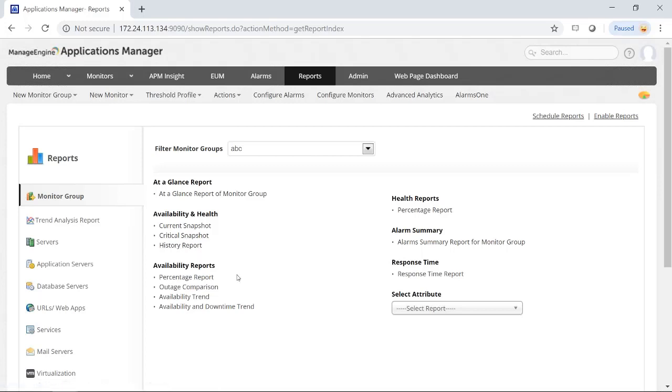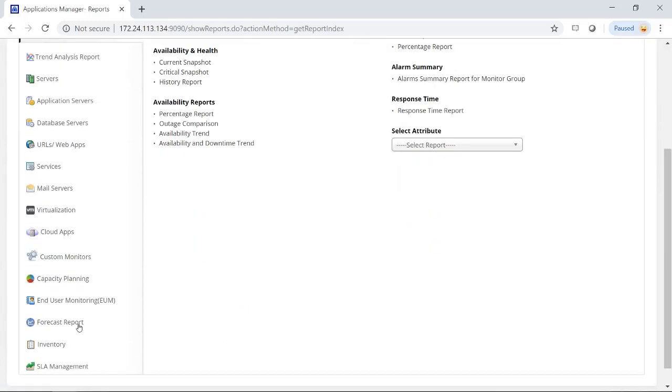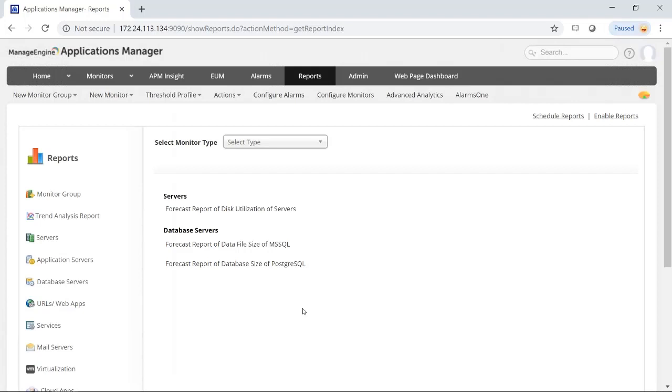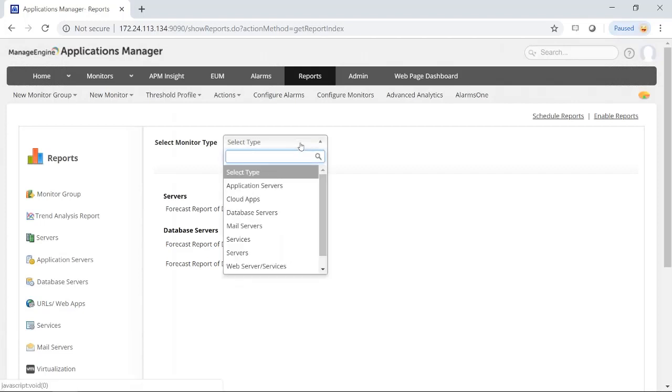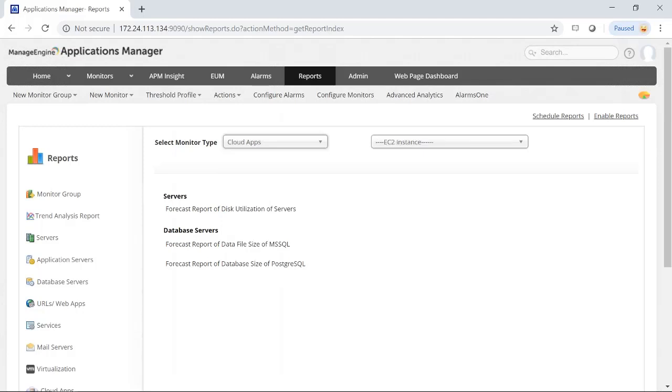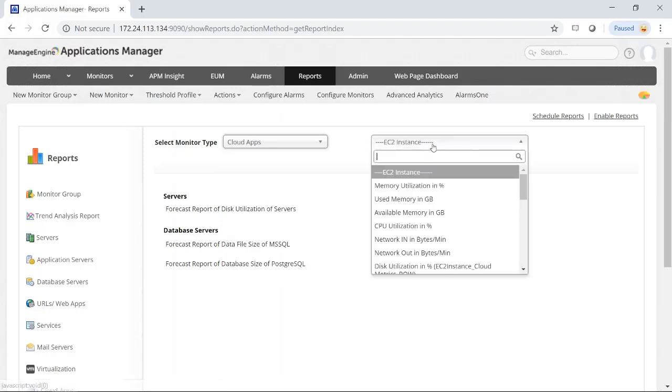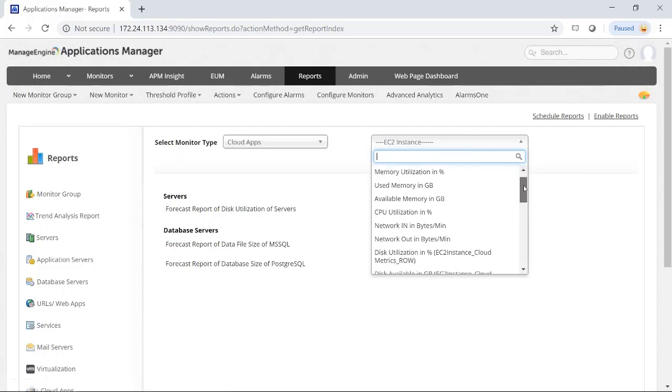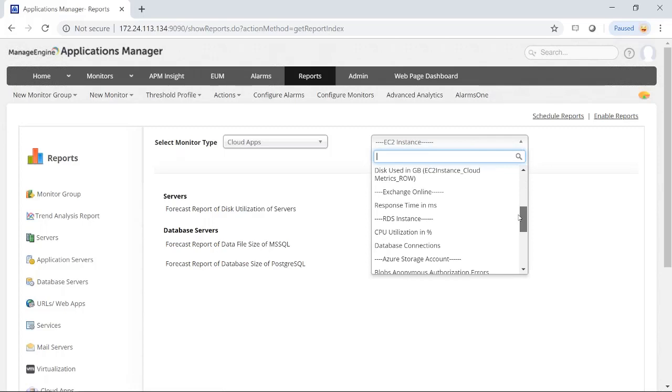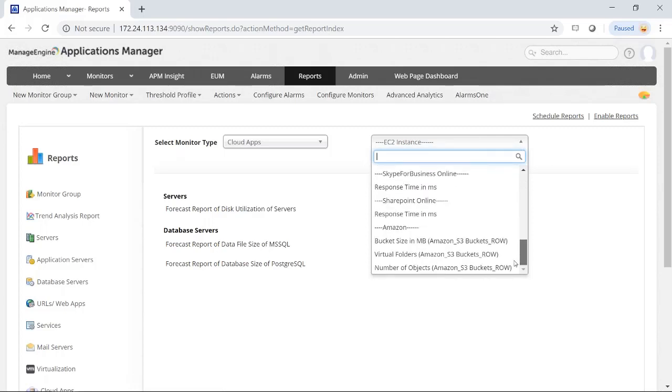Now we are back in the reports tab, and as we scroll to the bottom, we have the forecast report option. This forecast report is spread across various servers. Since cloud applications has more services like EC2, RDS, S3 buckets, or Microsoft Azure, Office 365 for that matter, a user can identify the current utilization trends and get a report of the future utilization. As we see, there are various metrics which are enabled, and at the same time, these metrics can also be disabled so that reports can be accessed.